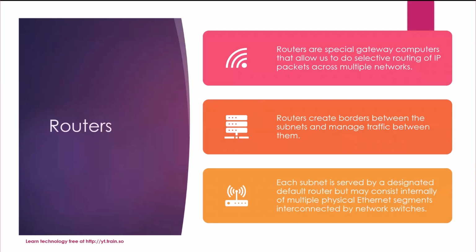Again, a little bit of theory. Routers are special gateway computers that allow us to do selective routing of IP packets across multiple networks. Routers create borders between the subnets and manage traffic between them. Each subnet is served by a designated default router but may consist internally of multiple physical Ethernet segments interconnected by network switches. We don't have to dig deeper into a lot of networking concepts in today's session, but do explore more from the systems design discussions and also from future cloud-specific discussions.